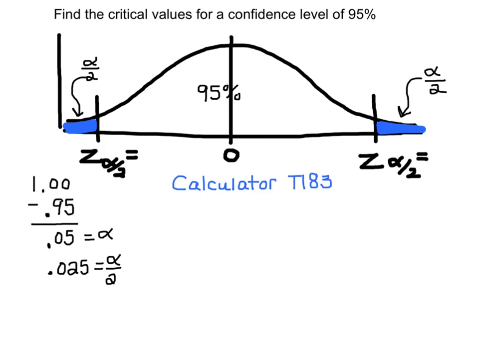If I press the second button and then the var button, I'm going to get a list. I want to select selection number 2, which is invNorm. It looks like this, and I give it input. The input I'm going to give it is the percentage.